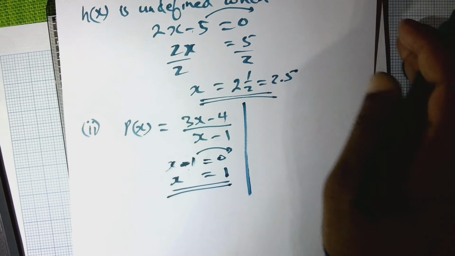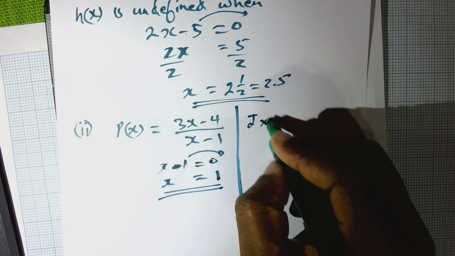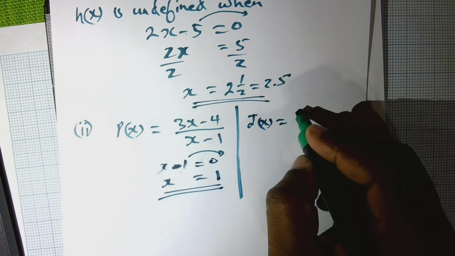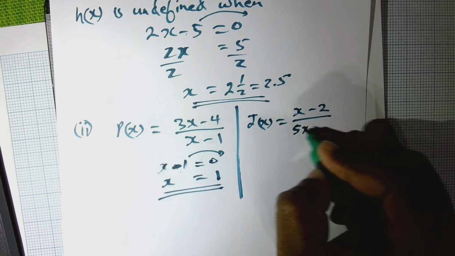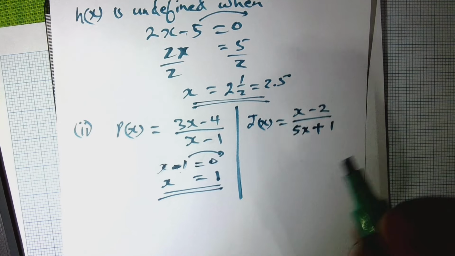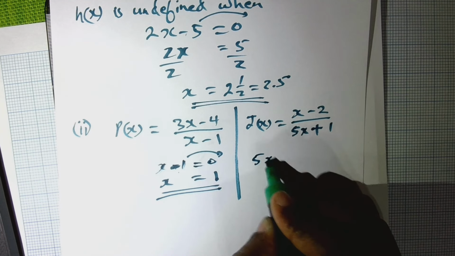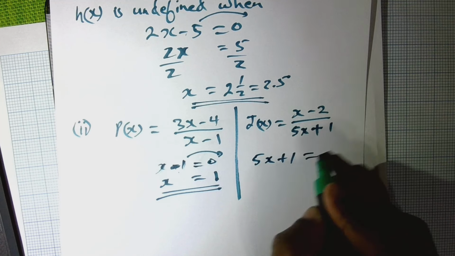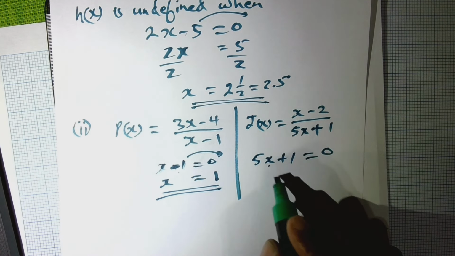If I give you another one, which is g of x is equal to x minus 2 over 5x, or let's put plus this time, 1. This function is undefined when what? When 5x plus 1, which is the denominator, is equal to 0. And I can find the value of x that makes this undefined now.